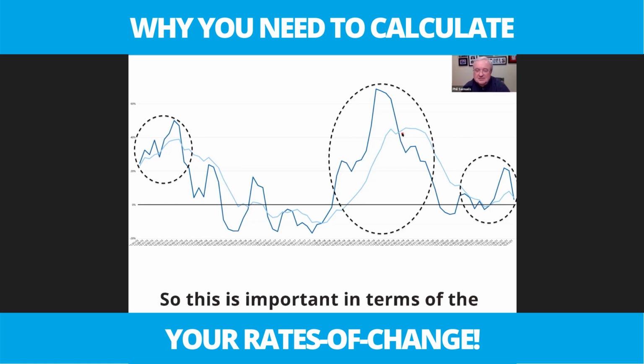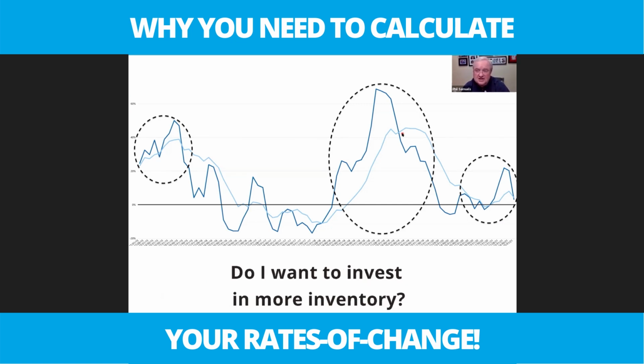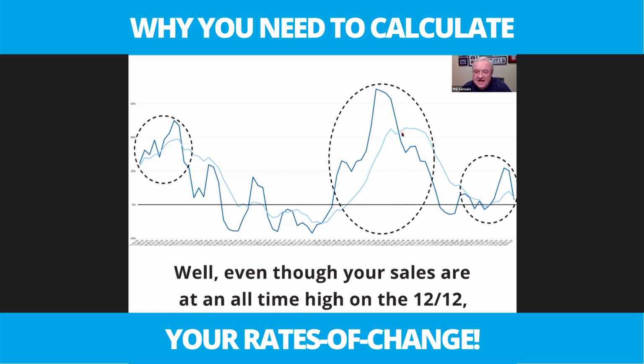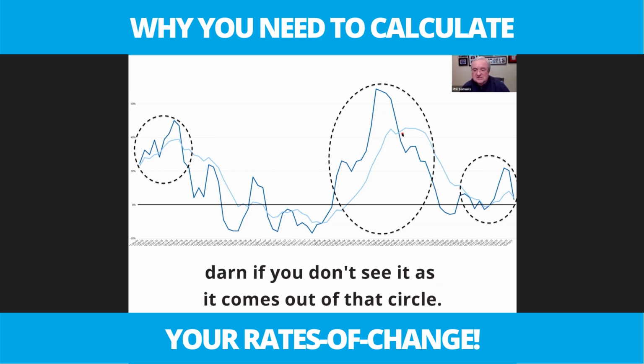So this is important in terms of the quality and timing of your decision making. Do I want to invest in more inventory? Do I want to invest in more salespeople or things to help our sales group? Even though your sales are at an all-time high on the 12/12, the 3/12 is telling you there's going to be some downside pressure, and sure enough, you see it as it comes out of that circle.